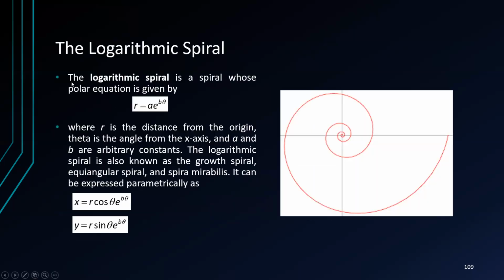The logarithmic spiral. Next, the logarithmic spiral is a spiral whose polar equation is given by r is equal to a e exponent b theta. Well, r is the distance from the origin, theta is the angle from the x-axis, and a and b are arbitrary constants. The logarithmic spiral is also known as the growth spiral, equiangular spiral, and spira mirabilis. It can be expressed parametrically as x equal to r cosine theta e exponent b theta and y is equal to r sine theta e exponent b theta.